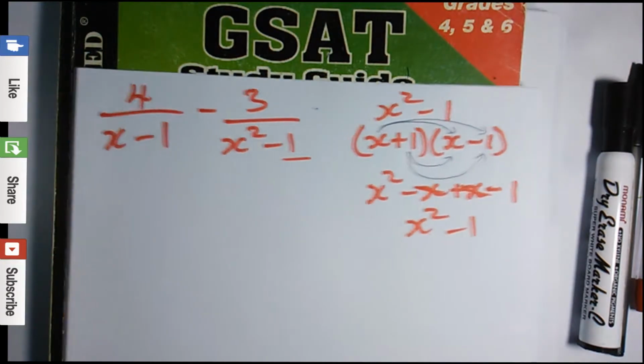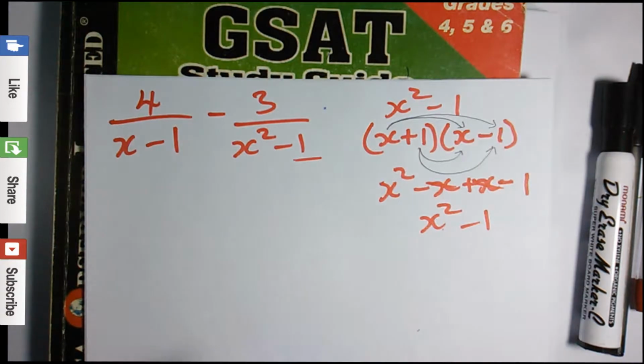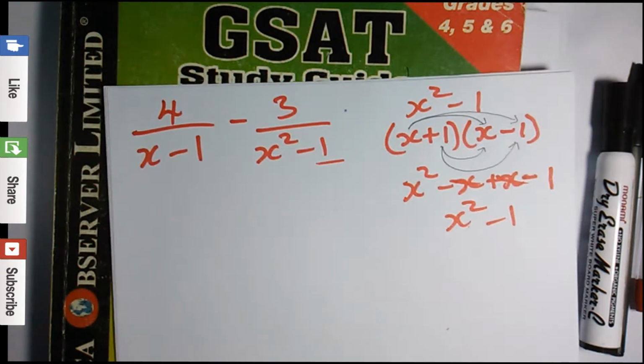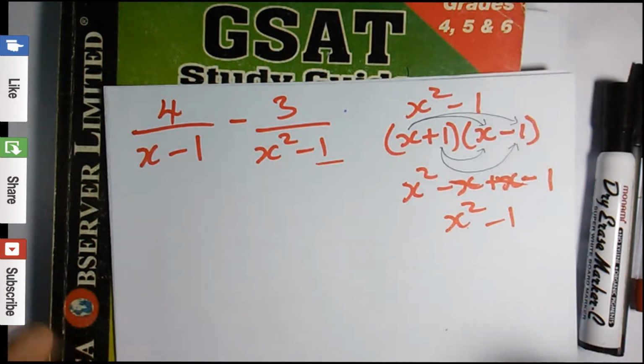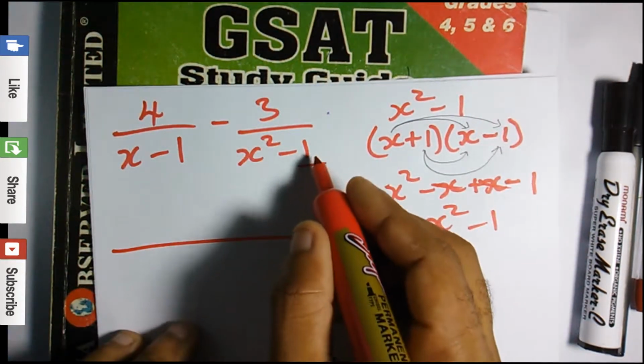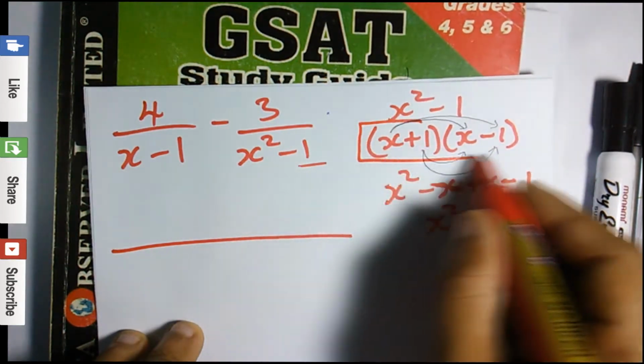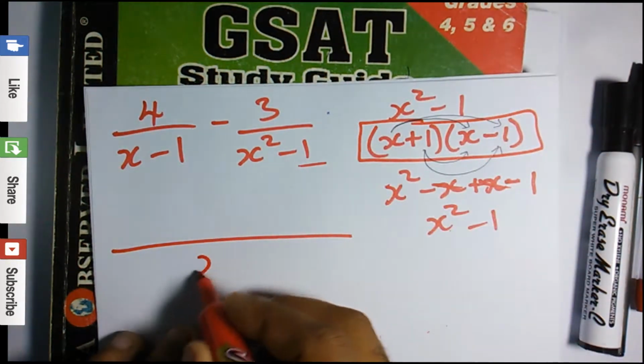So in some cases, the CXC might set a question tricky like this one. So we have to really pay attention to the question, all the time. So the LCM is actually x squared minus 1. And how would I write this x squared minus 1? I would write it as x plus 1, x minus 1.